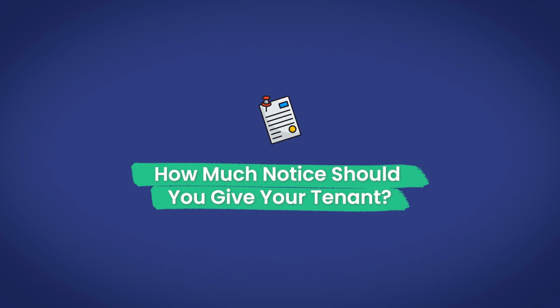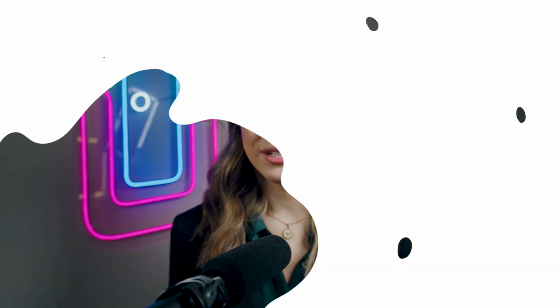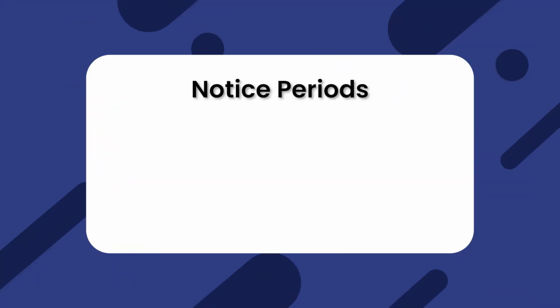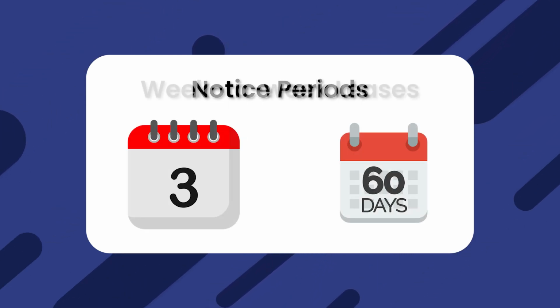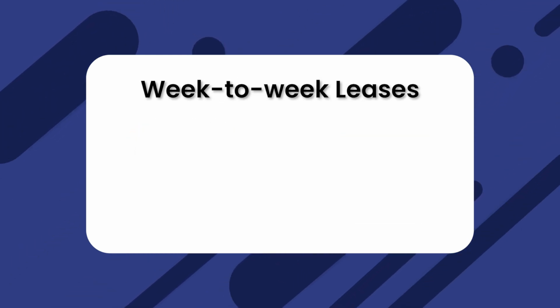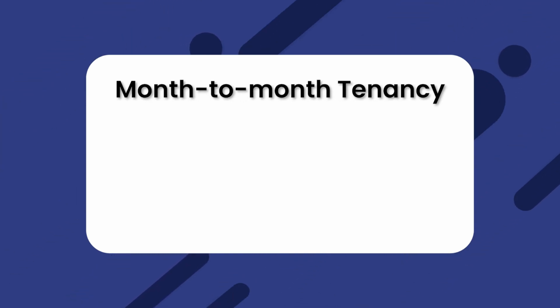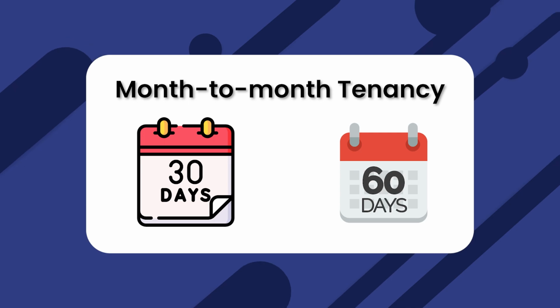How much notice should you give your tenant? It depends on several factors, such as your state's regulations, the violation, and the lease type. Some states don't require landlords any notice period before evicting their tenant, although it's still recommended to follow the legal eviction process. Notice periods can range from 3 to 60 days. Week-to-week leases, for example, may warrant a 7-day eviction notice. On the other hand, a month-to-month tenancy may ask for 30 to 60 days notice.